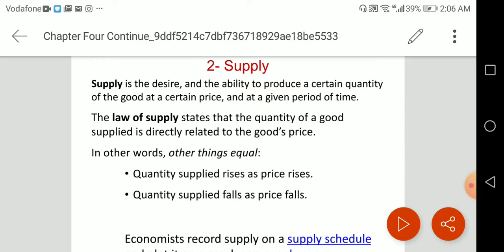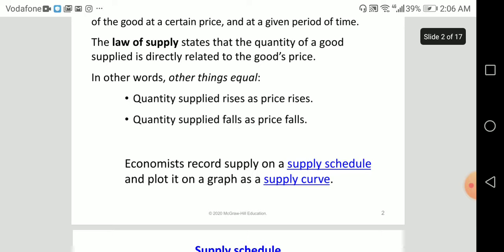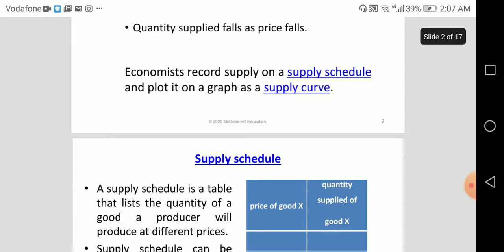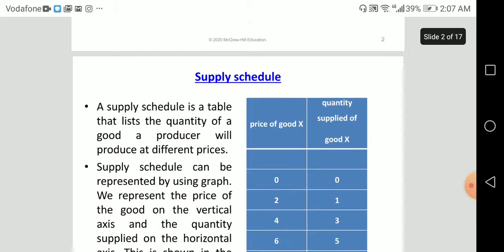So in other words, we can say also quantity supplied rises as prices rise, and quantity supplied falls as prices fall. So if the price is falling and falling, I'm not going to supply more. Economists record the supply on a supply schedule, right, and plot it on a graph. It's called the supply curve. It's the same as the demand curve, but with some changes. So no panic at all.